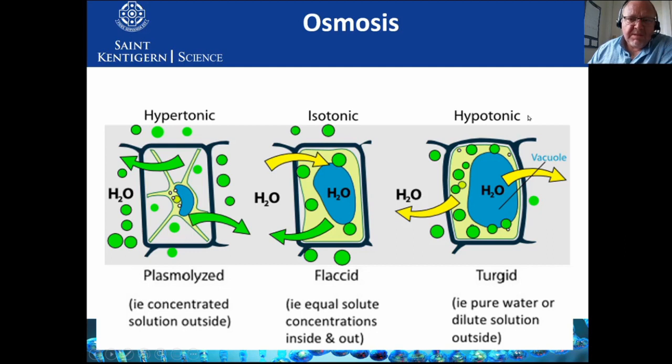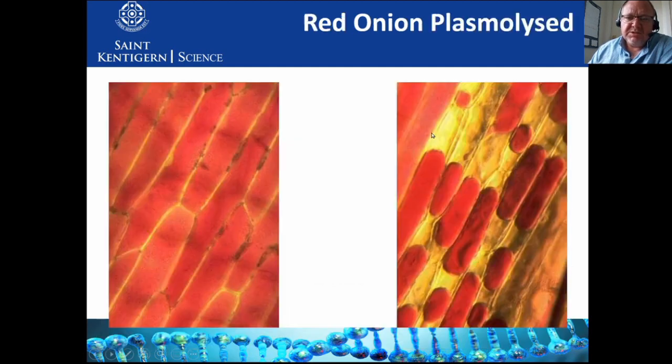Then when you go to hypotonic, it means there's too much water, not enough dissolved solutes. So what's going to happen is the water will push into where there's a lot more solute. Okay, so it goes from an area of high water concentration to an area of low water concentration. So the water will come in. You can see how it's bulging, and that is in a hypotonic solution.